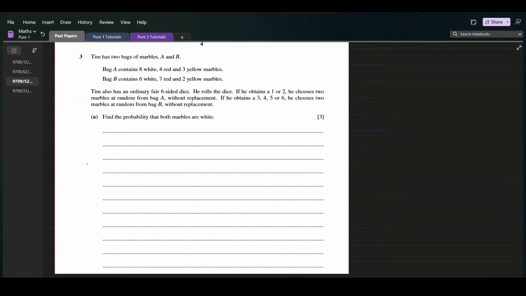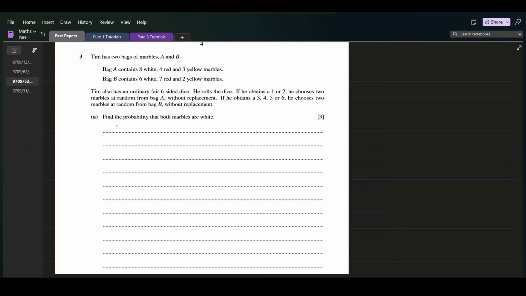Number 3. Tim has 2 bags of marbles, A and B. Bag A contains 8 white, 4 red, and 3 yellow marbles. Bag B contains 6 white, 7 red, and 2 yellow marbles. Tim also has an ordinary fair 6-sided dice. He rolls the dice. If he obtains a 1 or 2, he chooses 2 marbles at random from bag A without replacement. If he obtains a 3, 4, 5, or 6, he chooses 2 marbles at random from bag B without replacement. Part A. Find the probability that both marbles are white.